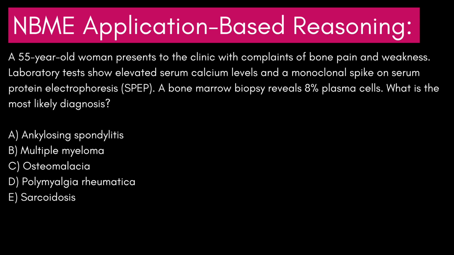All right, now that we have covered this question, let's move on to look at the next question. A 55-year-old woman presents to the clinic with complaints of bone pain and weakness. Laboratory tests show elevated serum calcium levels and a monoclonal spike on serum protein electrophoresis. A bone marrow biopsy reveals 8% plasma cells. What is the most likely diagnosis?